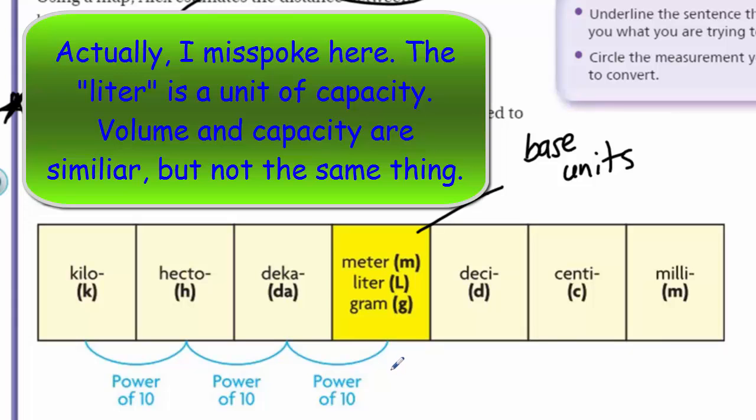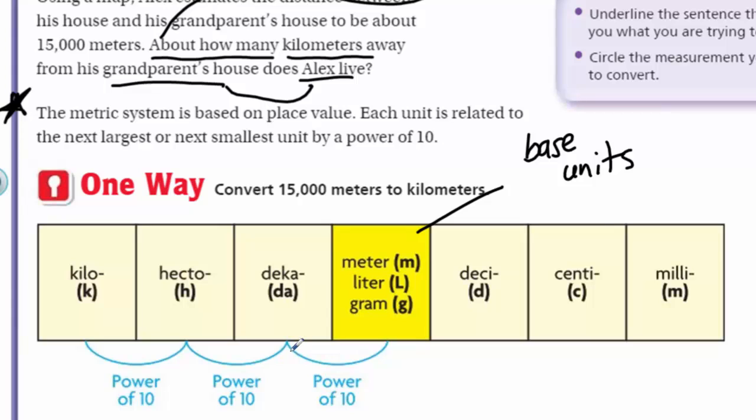gram is for weight. And if you notice here, that means that this unit, the decameter, is 10 times greater than the meter. However, the meter is 10 times greater than the decimeter. And notice we're just throwing on "meter" at the end because that's our standard. I don't know if that's Latin or Greek root, which just means measurement. And so we keep going.